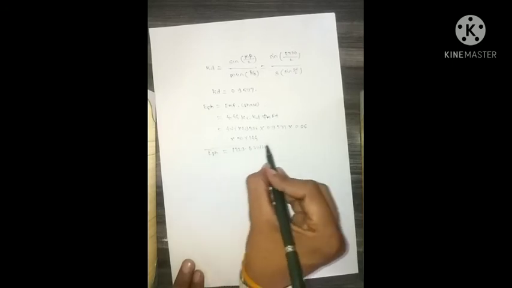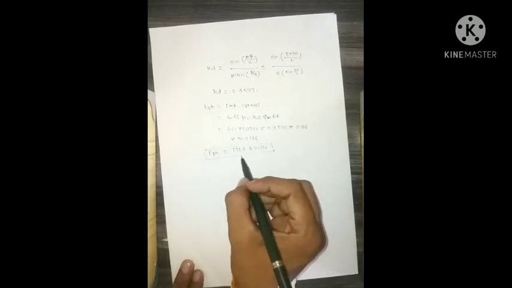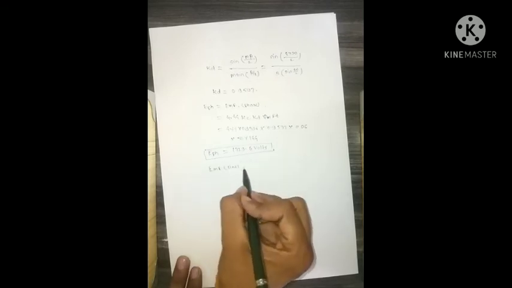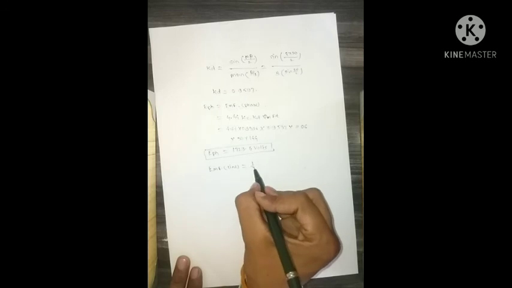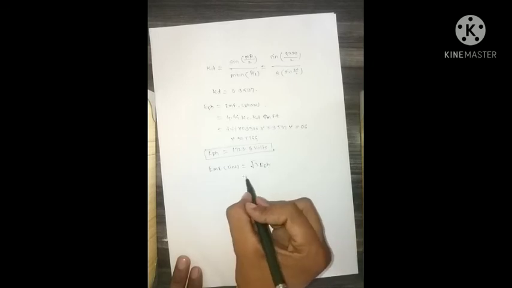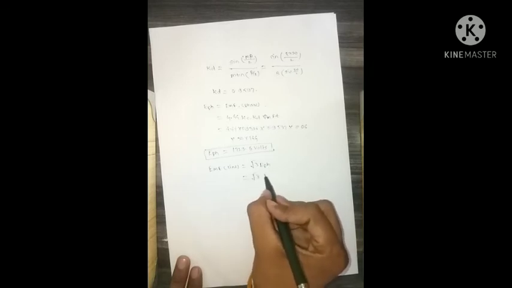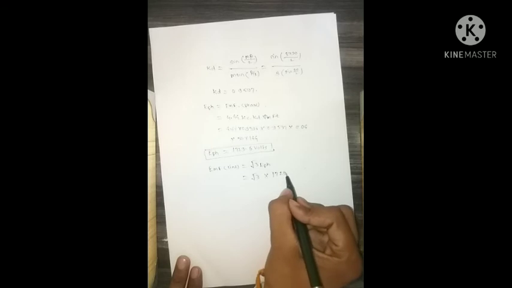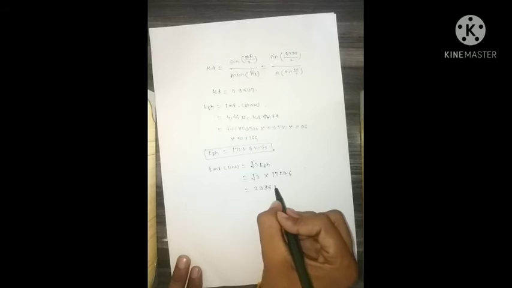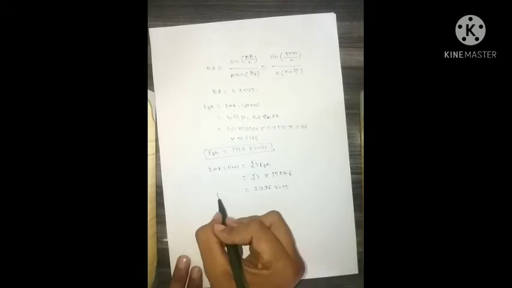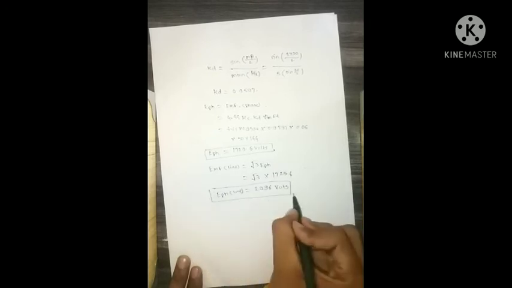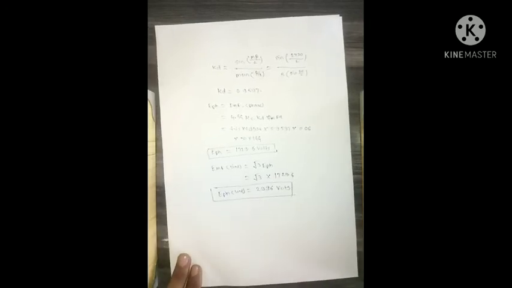Now we have to calculate the EMF of line voltage, that is EMF line equals root 3 EPH, equals root 3 into the value of EPH, 1729.6, and the final answer is 2996 volts. This is the value of the line EMF. Okay, this is our final answer.